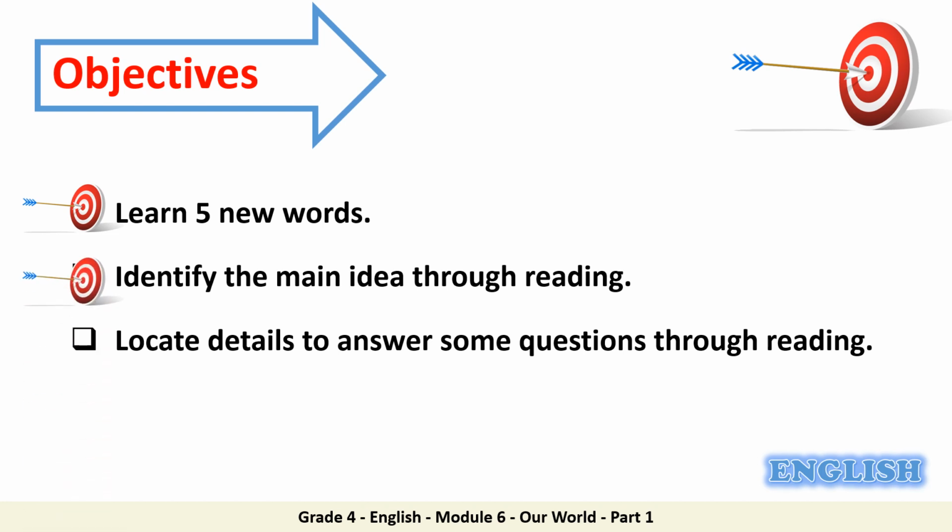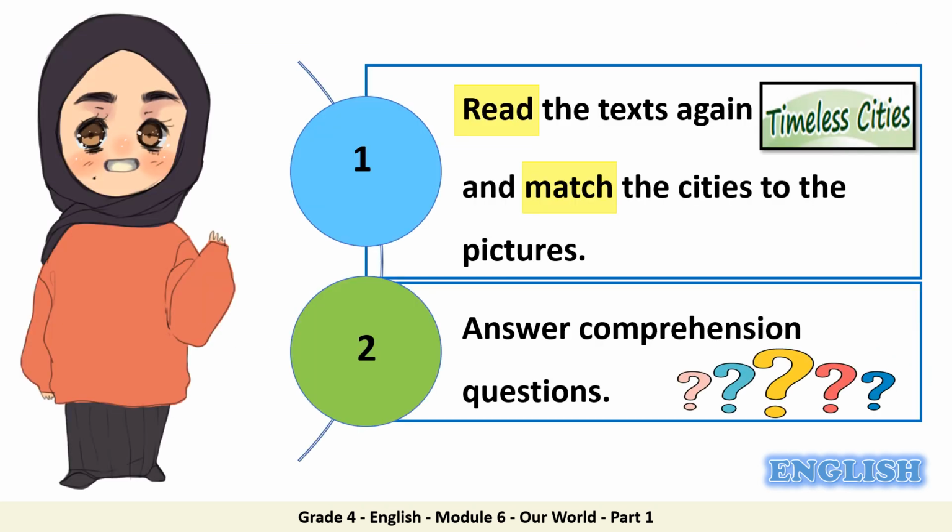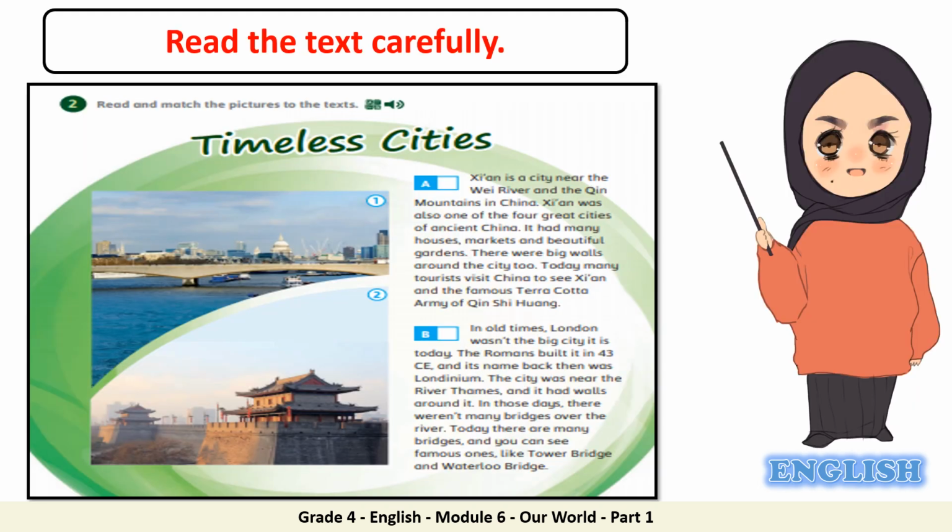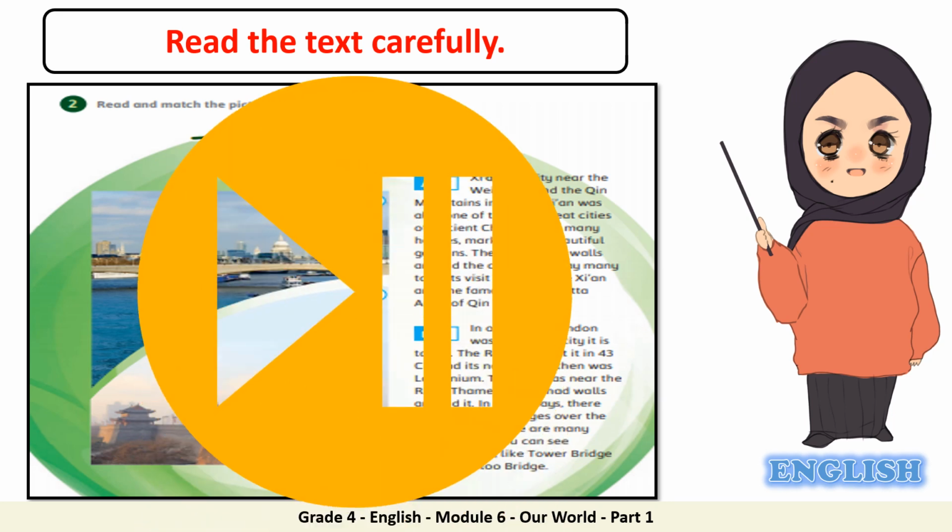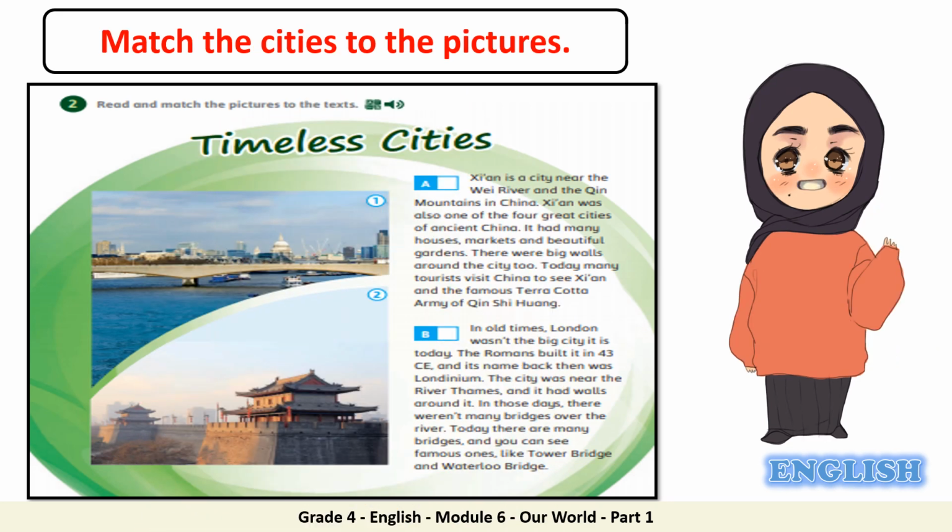It's time now to move to Objective 3 and locate details to answer some questions through reading. Let's see what you should do. 1. Read the texts again, Timeless Cities, and match the cities to the pictures. 2. Answer comprehension questions. Now it's time for you to read. Pause the video, open your books, and read carefully.